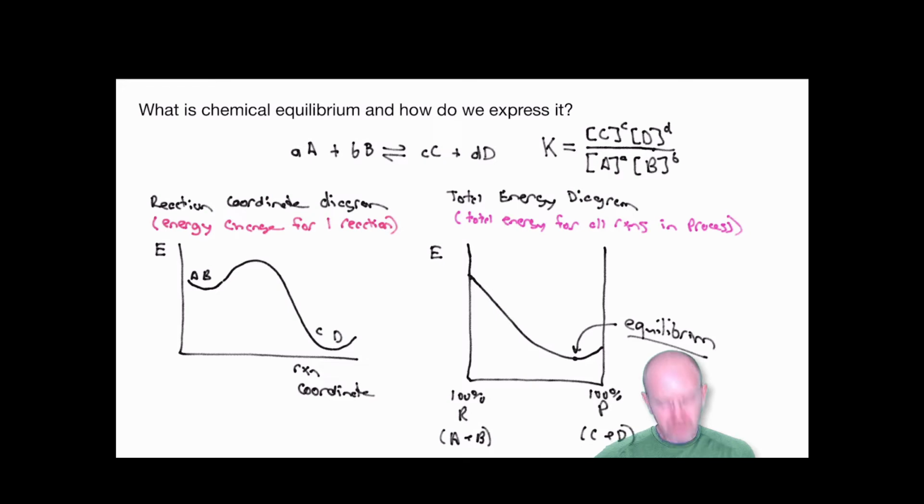So, importantly on this slide, this is what chemical equilibrium is all about. You have some proportion of reactants and products that is the lowest energy proportion, and we call that equilibrium, that lowest energy proportion. The way we express it is using this equilibrium constant.